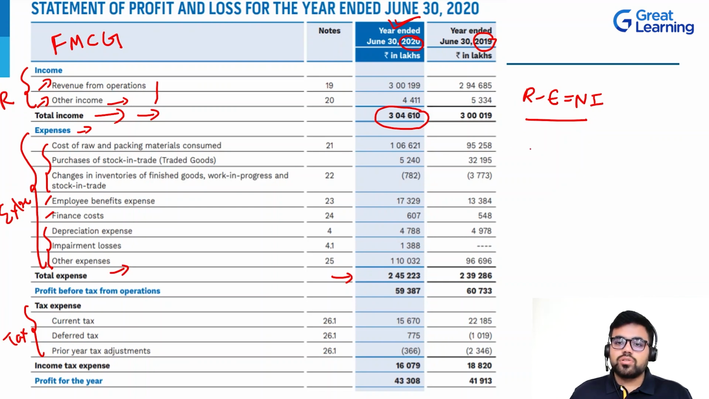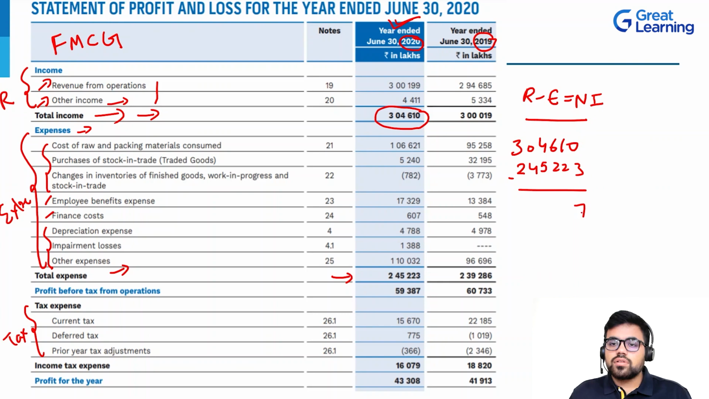Okay, so if I subtract this total expense from the total income, I would get the profit before tax from operations. So let's see, 304,610. If I subtract it with 245,223, what will I get? 59,387.